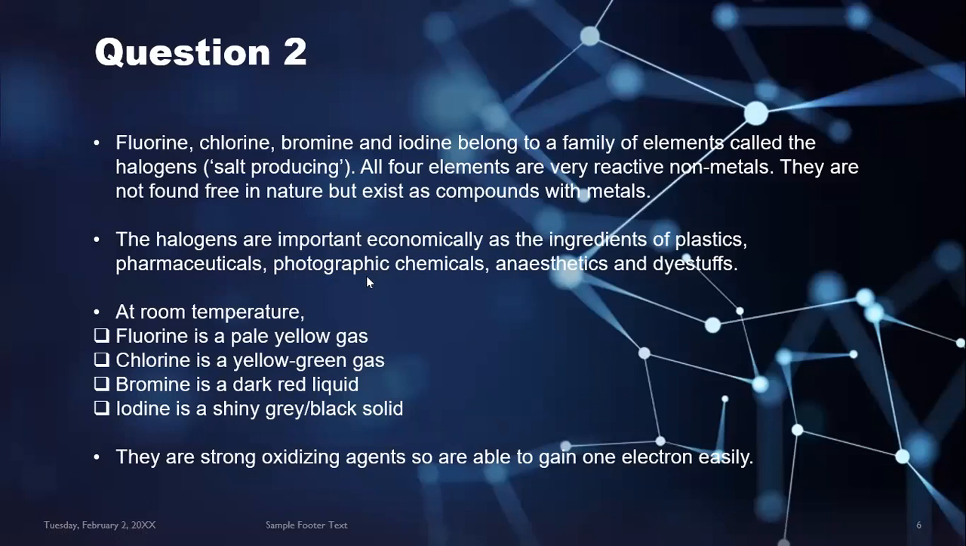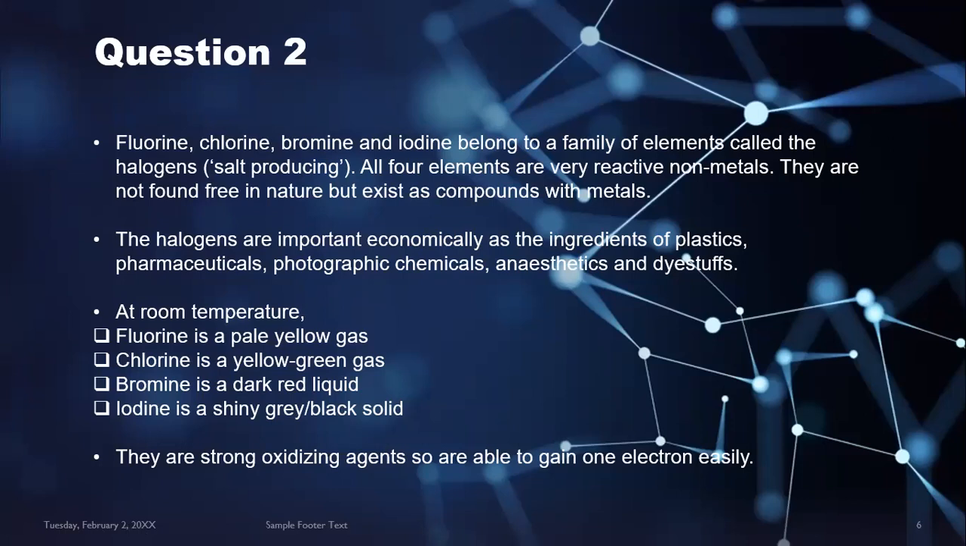Trends in group 7 elements. Fluorine, chlorine, bromine, and iodine belong to a family of elements called the halogens, or salt-producing elements. All four elements are very reactive nonmetals. They are not found free in nature but exist as compounds with metals. A halide is a halogen atom with a -1 charge, for example chloride, bromide, and iodide.